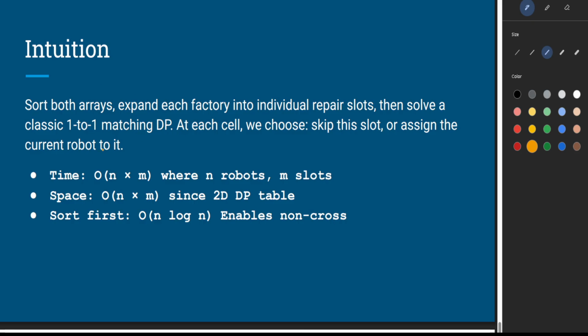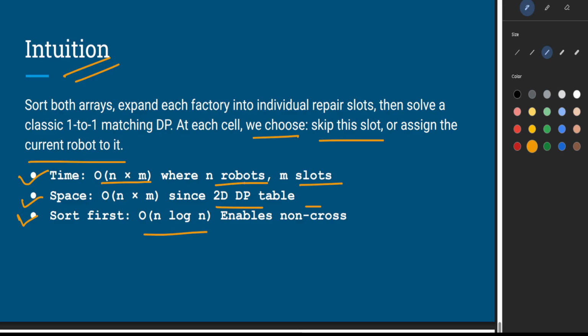I hope you understand. So in short, we sort both arrays, expand each factory into individual repair slots, and then solve a classic one-to-one matching DP. At each cell we choose either to skip the slot or assign the current robot to it. The time complexity is O(n times m), where n is the number of robots and m is the number of slots, which come from the factories, and the space is n times m, where we have a 2D dp array. And first we sort, which needs n log n.